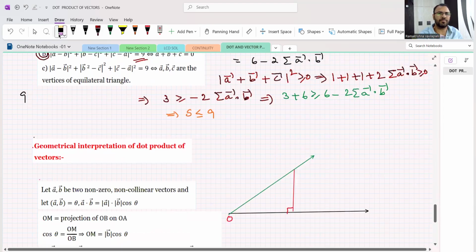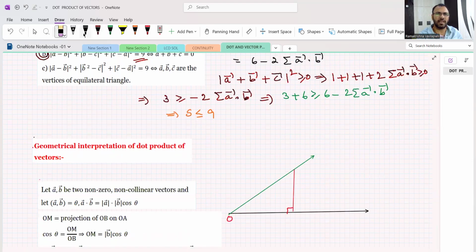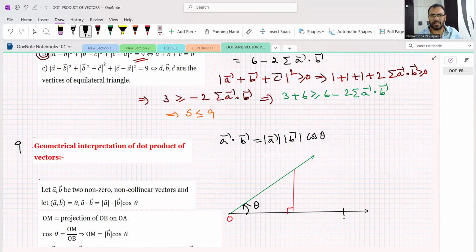All right. Now, this is the last one, the geometrical interpretation of the dot product of two vectors. We know that A bar dot B bar is equal to mod A mod B into cos theta, if theta is the angle between the vectors. So here theta is the angle between the vectors, and assume that this is A of A bar and assume that this is B of B bar.